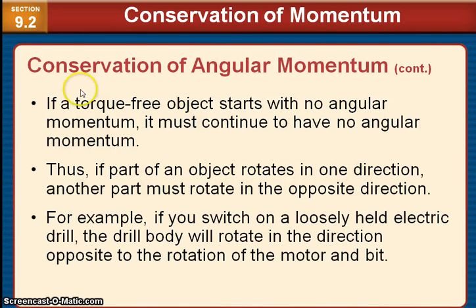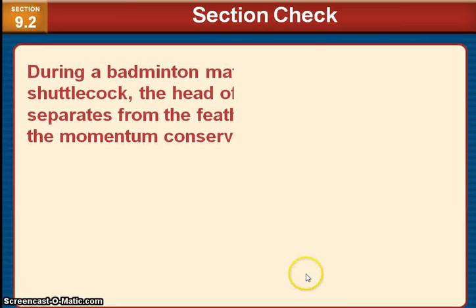For example, if you switch on a loosely held electric drill, the drill body will rotate in one direction, opposite of the rotation of the motor and the bit.